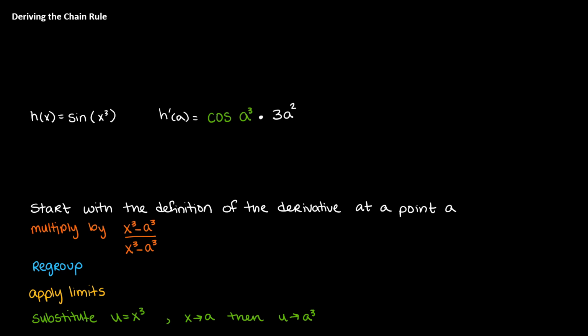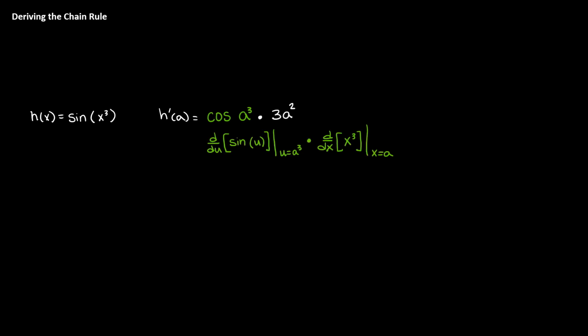Essentially, we broke our composition into two functions, the inside function and the outside function. We took the derivative of the outside and left the inside in there. And then we multiplied all of that by the derivative of the inside. And that's how we get our chain rule.